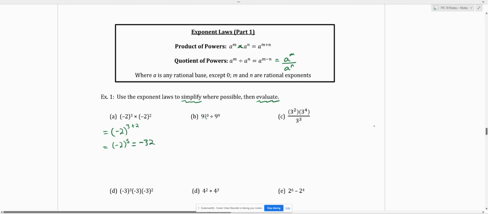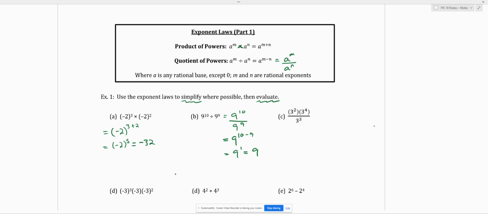Let's move on. This is division again. So this again can be written as 9 to the 10 over 9 to the 9. I could write this out the long way and cancel all the 9s, but we know with our law, we just got to subtract these exponents. 9 to the 10 minus 9, which is just 9 to the 1, and evaluate that. It's simply just 9, because there's only one 9. There's nothing else to multiply.